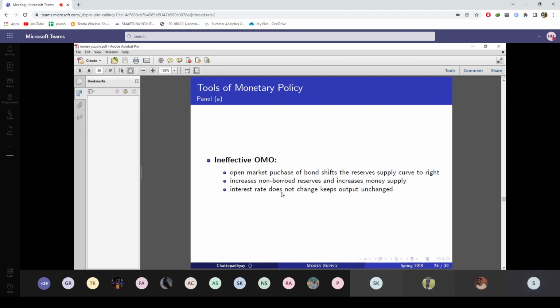That's over here. An ineffective open market operation: when the open market purchase of a bond is made, the reserve supply curve shifts to the right. There is an increase in the non-borrowed reserves and an increase in the money supply, but the interest rate does not change and keeps the output unchanged. So the interest rate is not changing, investment not changing, output not changing, demand not changing. And when the demand for output is not changing, the supply of output is also not changing. As a result, employment does not change at all. The price level also does not change at all.